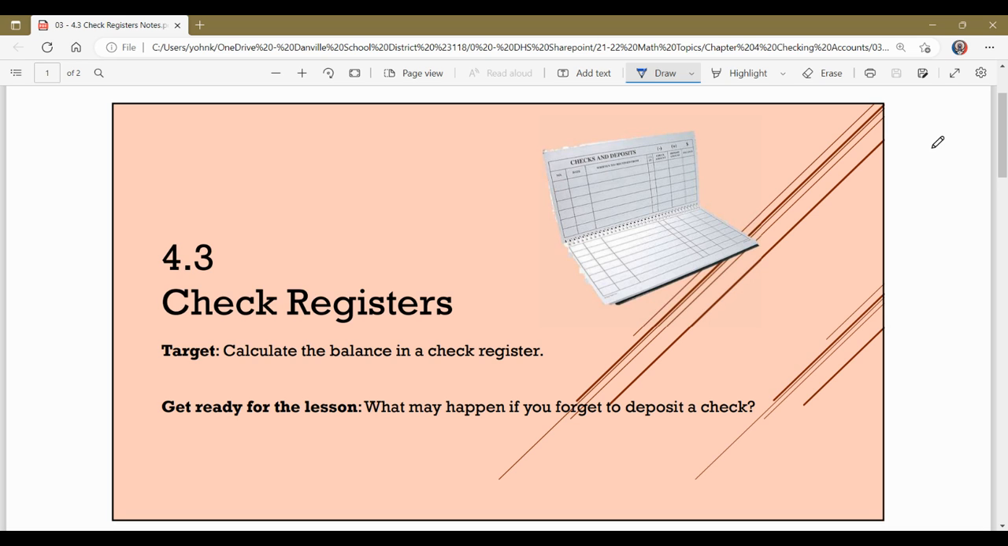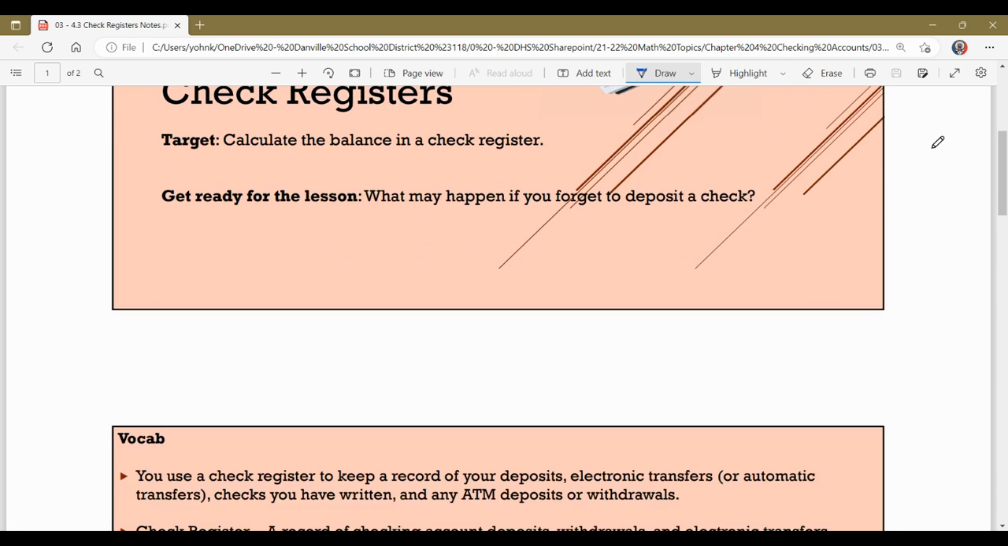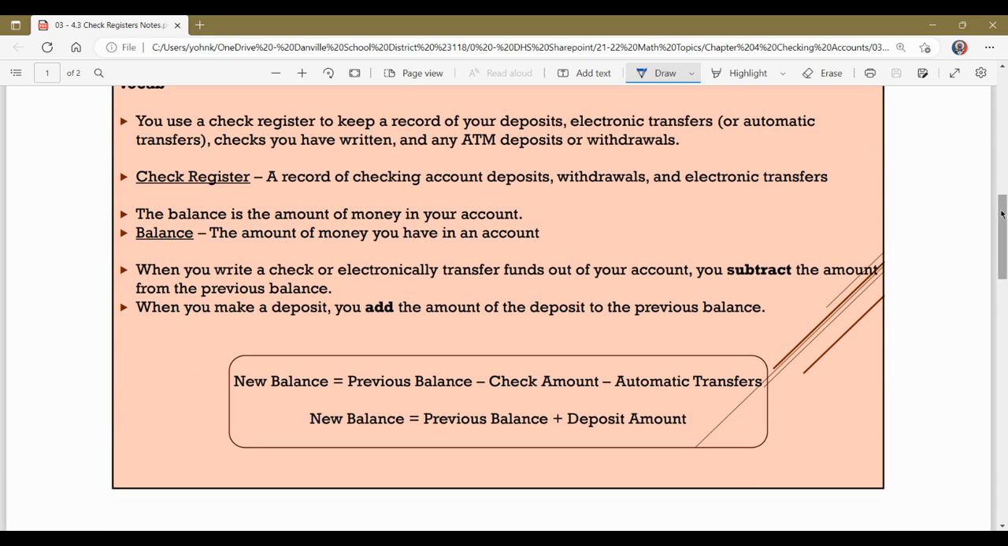What may happen if you forget to deposit a check? Well, if you forget to deposit a check, you might think you have more money in your checking account than you actually do, which might cause you to overspend, which might cause you to get into some overdraft difficulty. So it's really important that you keep very good track of how you are spending your money, what's coming, what's going, and put it in your check register.